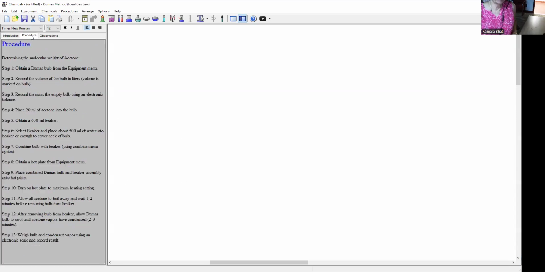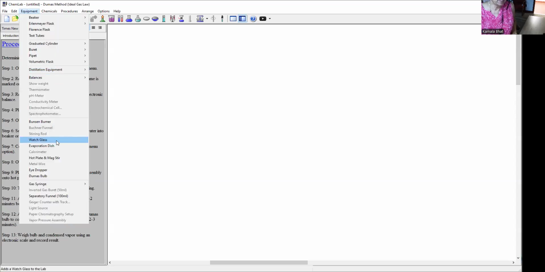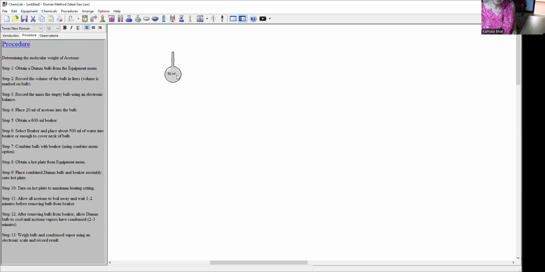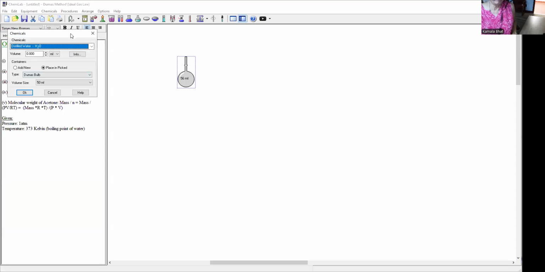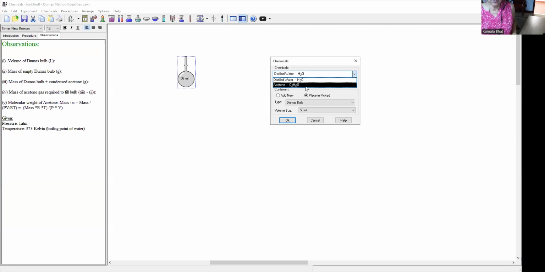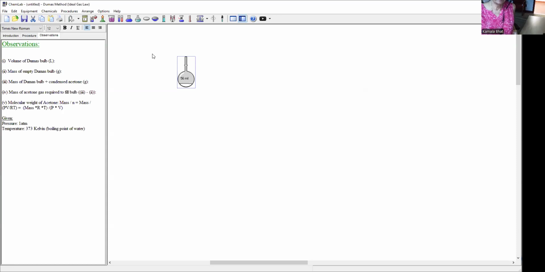We go to the procedure. In order to do the experiment, we get a Dumas bulb. Note down the volume of the bulb in milliliters, convert it to liters, and enter it under the observation table. Then I right-click on the Dumas bulb, get to the chemicals, select acetone, and put a small amount of volume so that I can complete the experiment quickly. And there you have it.